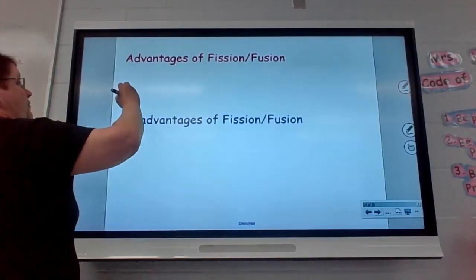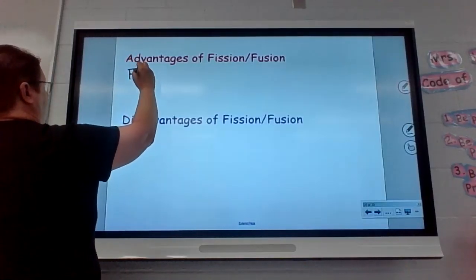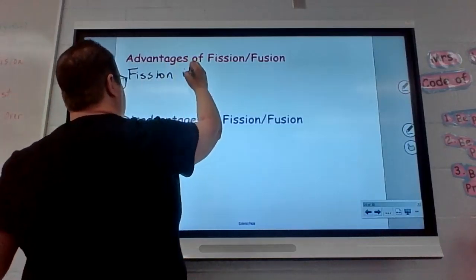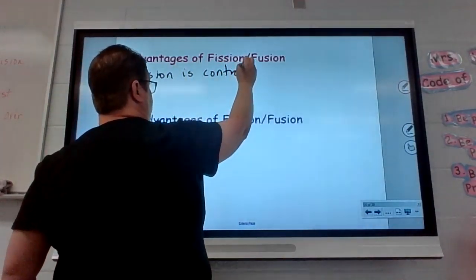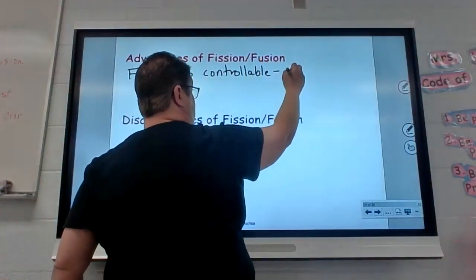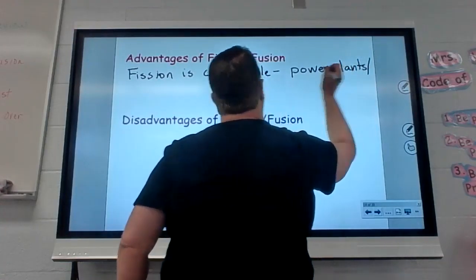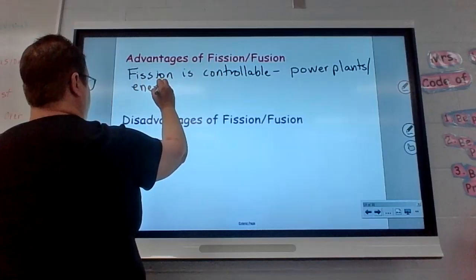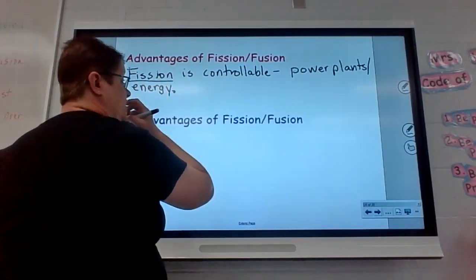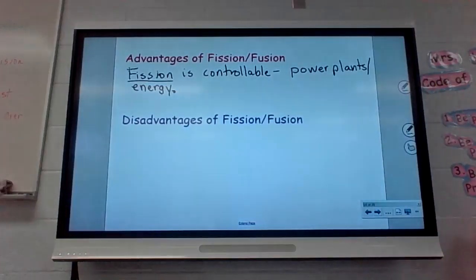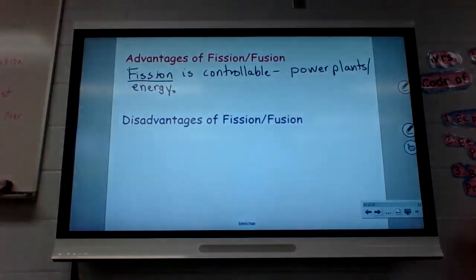An advantage of fission is it's controllable. So we can use it for power plants and energy. Fission is controllable. We can harness the energy from a nuclear reaction and create power plants, and we can sell the energy, power cities, counties, large areas and regions.